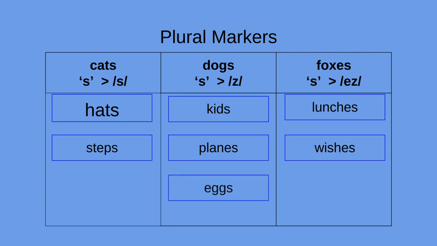Great job. What about the word ranch? If I have more than one ranch, I have ranches. What do you hear at the end? You're right. Ez, like foxes. And our last one is the word bike. If I have more than one bike, I have bikes. And you heard that s sound like cats.